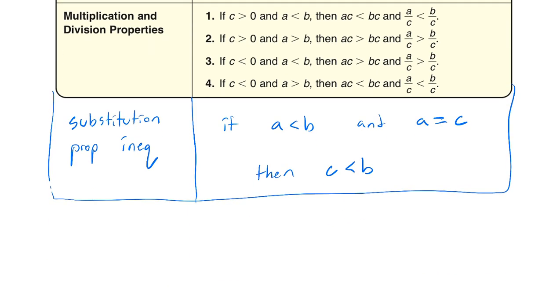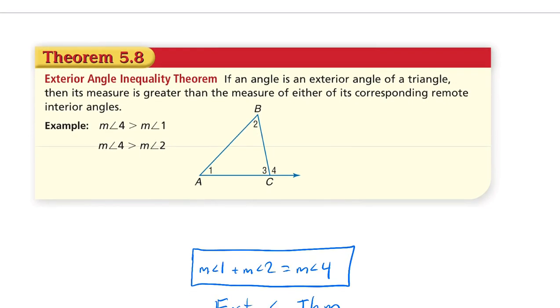Okay, substitution property of inequality is just saying if I have an inequality and I have something that's equal, I can swap it out, just like in an equality, right? So if A and C are the same, I could just erase this and put a C there. That's the substitution property of inequality. Okay, so here we go.